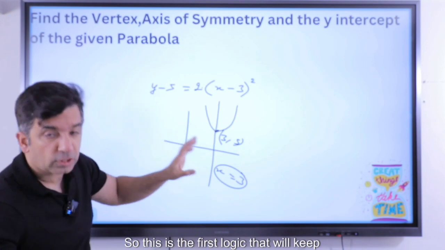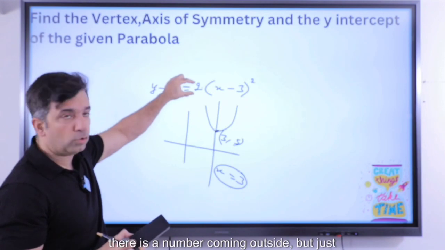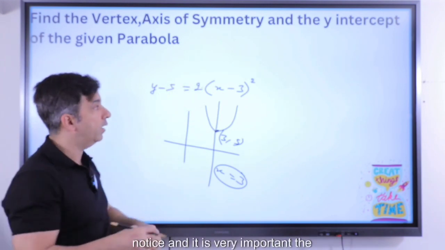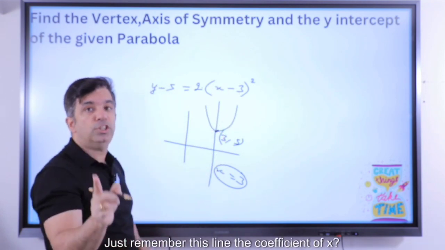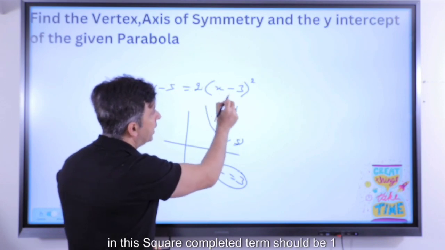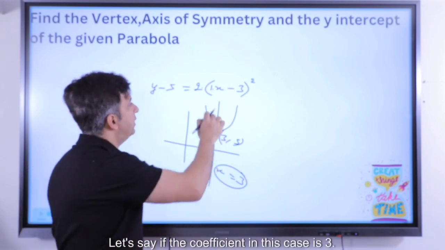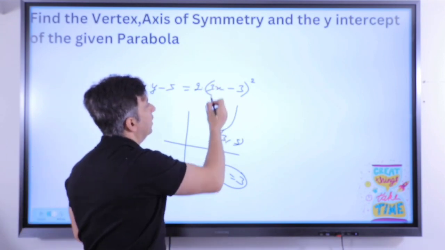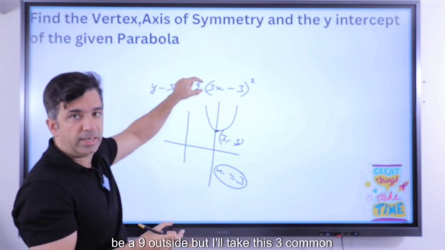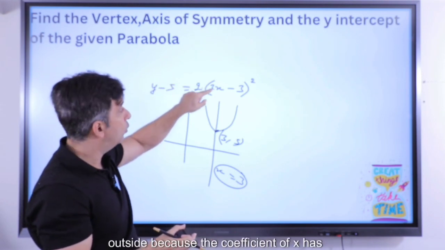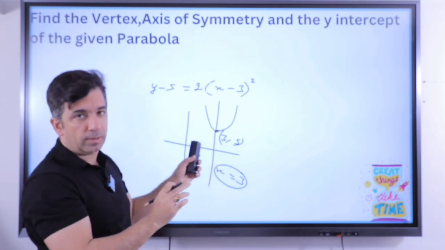This is the first logic that we'll keep in our mind: after square completion, if there is a number coming outside, just notice, and it is very important, the coefficient of x in this square completed term should be 1. If it is not 1, then make it 1. Let's say the coefficient in this case is 3, then I'll take this 3 common out of this bracket. So 3 square would become 9 and there would be a 9 outside, but I'll take this 3 common because the coefficient of x has to be 1. This is the only differentiator, if at all.